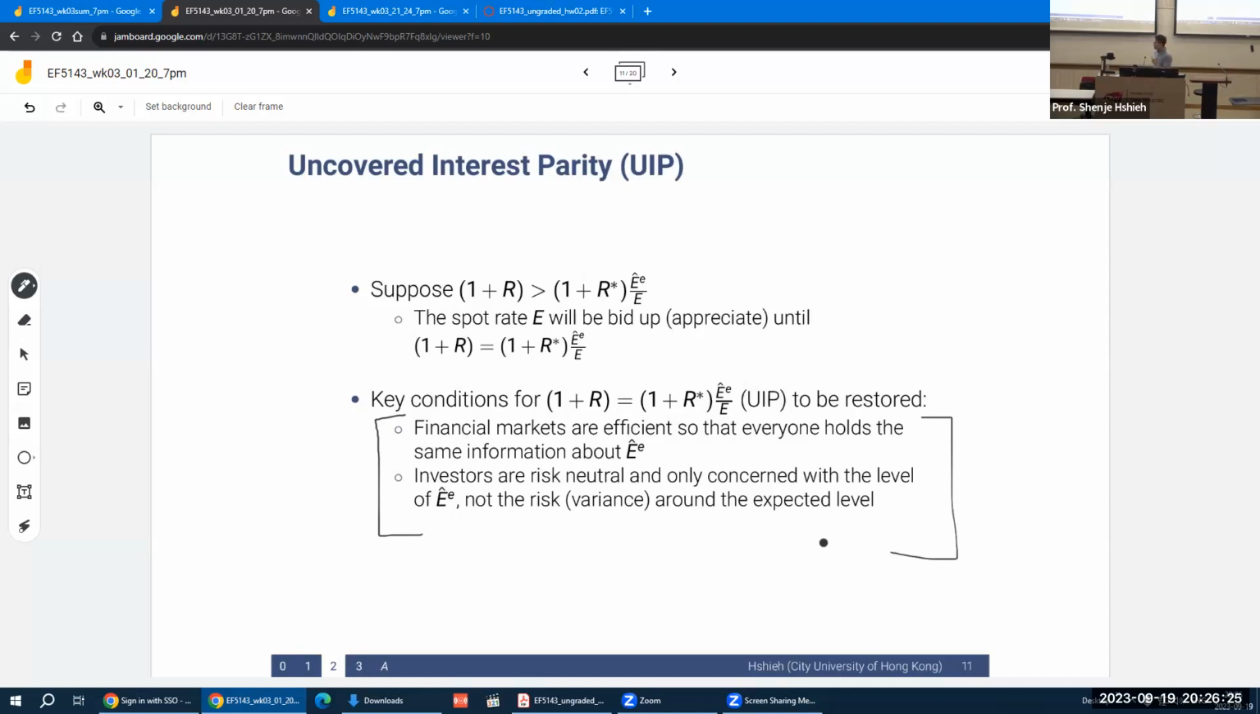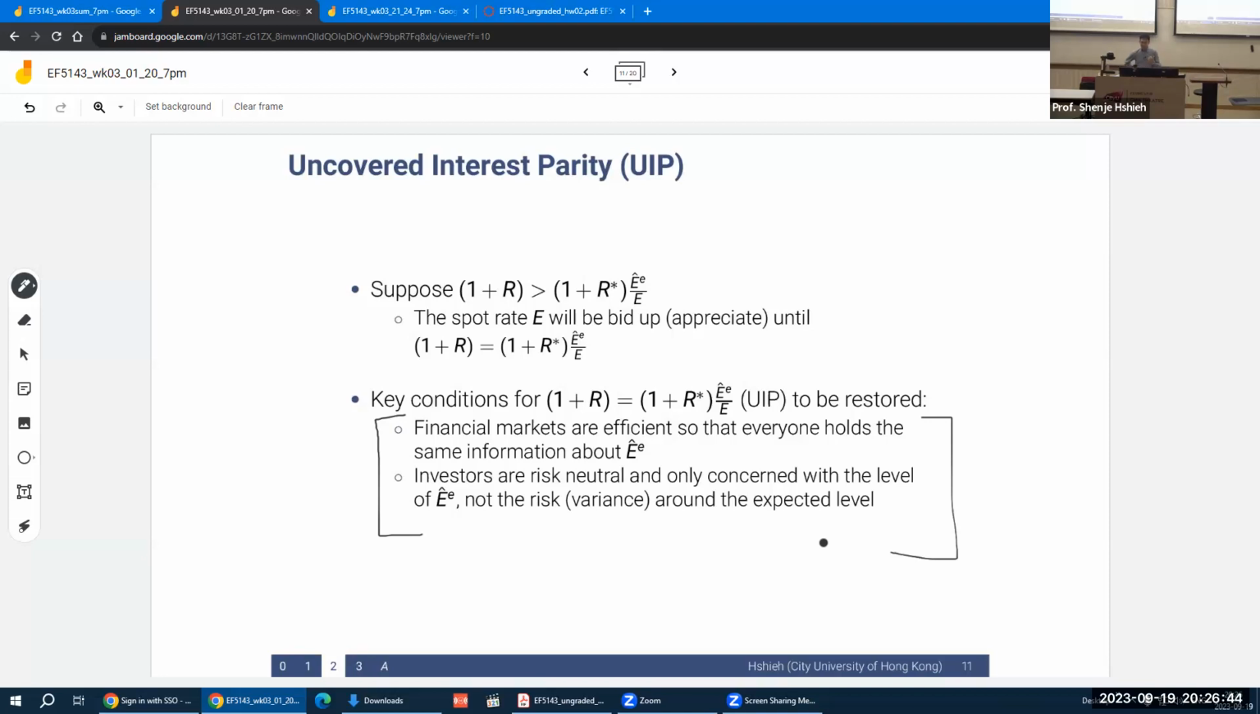So that's number one. You have to have efficient markets. You have to have efficient aggregation of information. There's no distinction between private and public information sets. Everyone has the same information, and if so, then people on average should be accurate in their prediction of what E hat E should be.